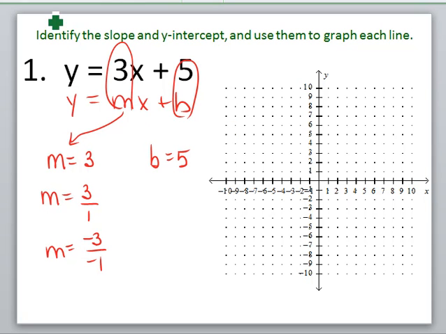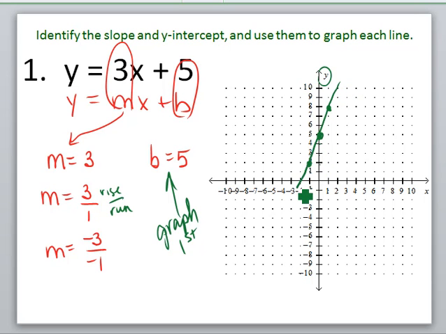And if you remember, we're going to graph this first. So we graph the y-intercept first. So I find on the y-axis 5. And then I'm going to rise 3 and run 1. So I count up 1, 2, 3 and run 1. I could do that again. Or I could go down 3, 1, 2, 3 and to the left 1. Down and to the left is negative. And I have my first line.